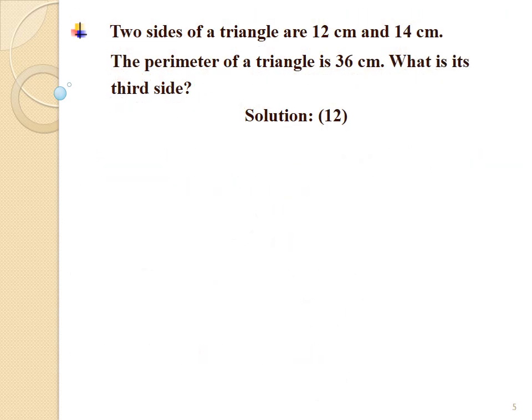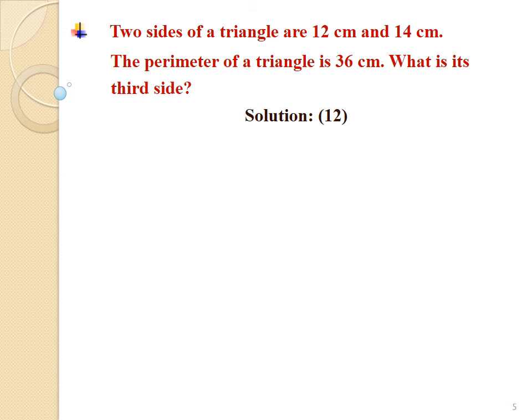Now sum number 12. Two sides of a triangle are 12 centimeters and 14 centimeters. The perimeter of the triangle is 36 centimeters. What is its third side?